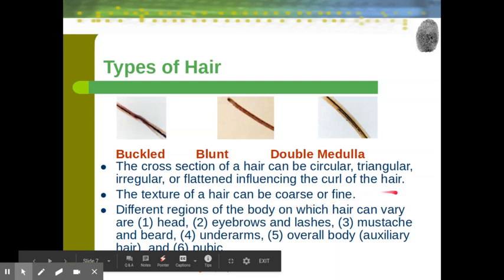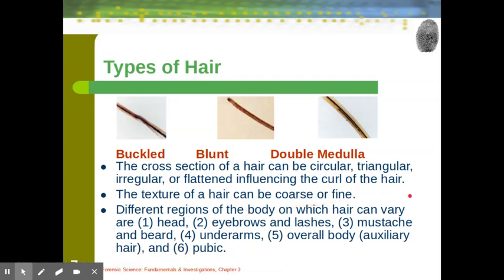And different regions of the body can vary. So your head, your eyebrows, your eyelashes, mustache and beard hair can be different. Underarm hair, overall body, like axillary hair, and of course pubic hair. So you might have different hair growing on your head.